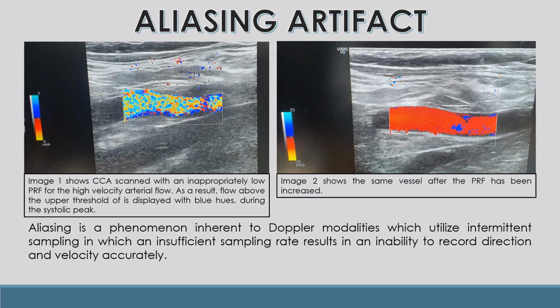Next, we move on to the aliasing artifact. Aliasing is a phenomenon inherent to Doppler modalities which utilize intermittent sampling, in which an insufficient sampling rate results in an inability to record direction and velocity accurately. As we can see in the first image, the common carotid artery is scanned with an inappropriately low PRF, which shows the aliasing artifact. This can be corrected by increasing the PRF.